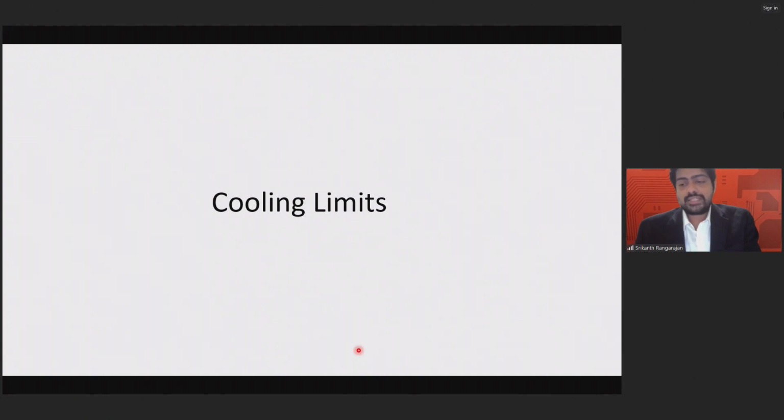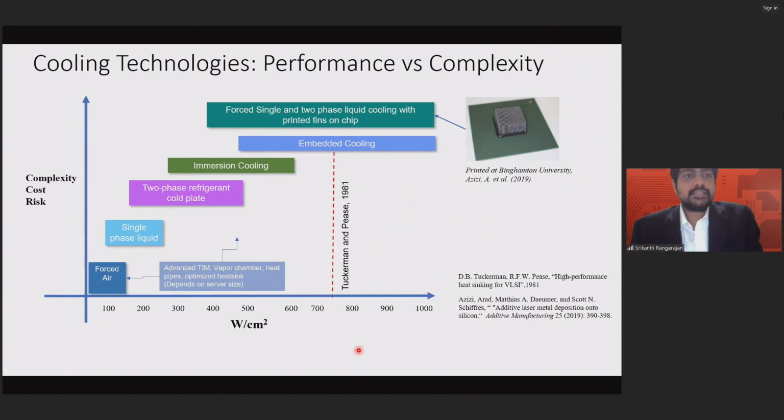And let's also look at some of the cooling limits that we have proposed in recent years. So here we have tried to arrange what the commercial cooling techniques have been trying to do with respect to the complexity, cost, and risk, which is arranged on the y-axis. So we see that forced air cooling can do up to 100 watts per centimeter square with advanced thermal interface materials, vapor chamber, heat pipes, and optimized heat sink. And we also have the single phase liquid and the two phase refrigerant cold plate, and then we have immersion cooling, and then we get to the embedded cooling.